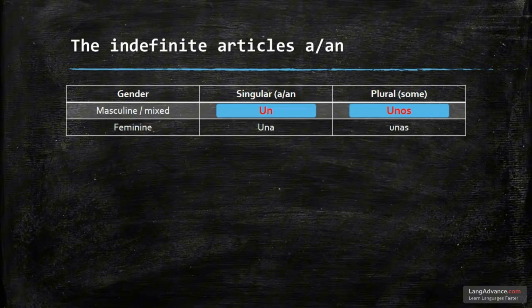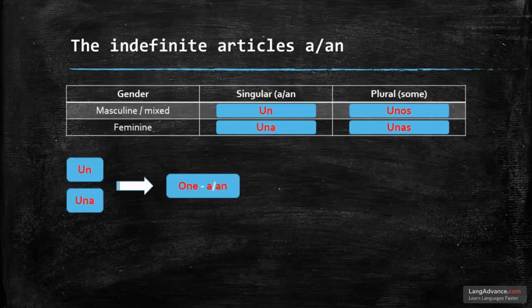Looking at the feminine forms, with feminine nouns in singular form, a or an translate to una. While with feminine nouns in plural form, we use unas. Again, with plural forms, we use some in English, which translates to unas for feminine forms in Spanish. So un and una for singular forms, and unos and unas for plural forms.